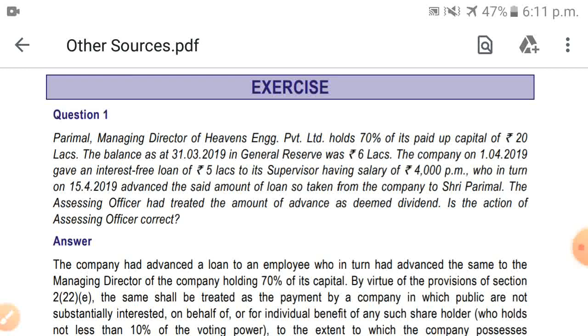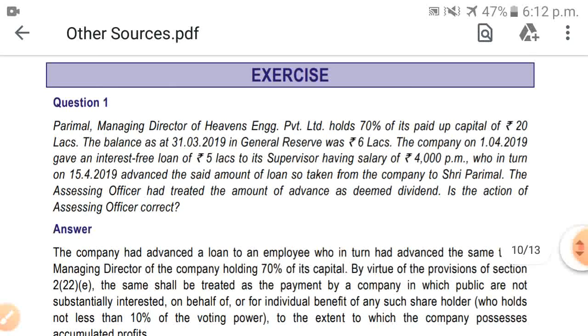So it will be deemed as dividend. As we all know, directly or indirectly it is covered in the deemed dividend chapter. Any amount of loan given to a director or to a shareholder holding 10% or more voting power will be deemed as dividend under section 2(22)(e), and tax will be charged at the rate of 30% plus 12% surcharge and 4% health and education cess without applying the grossing up concept. Okay, so let's see the answer.